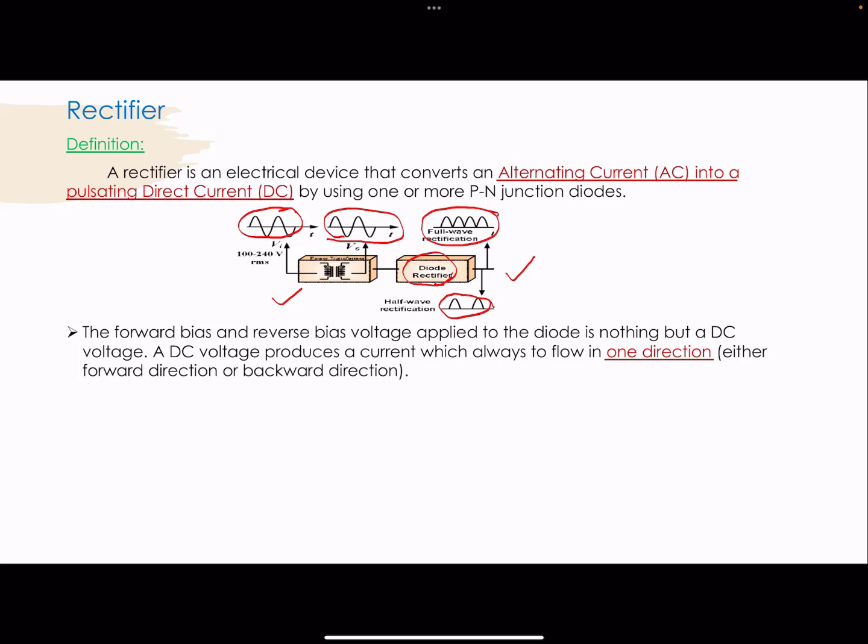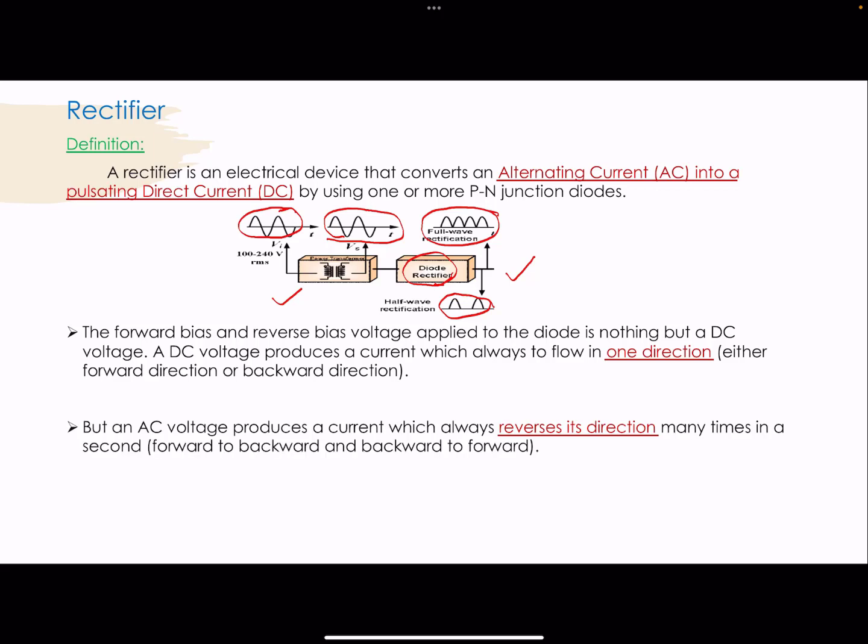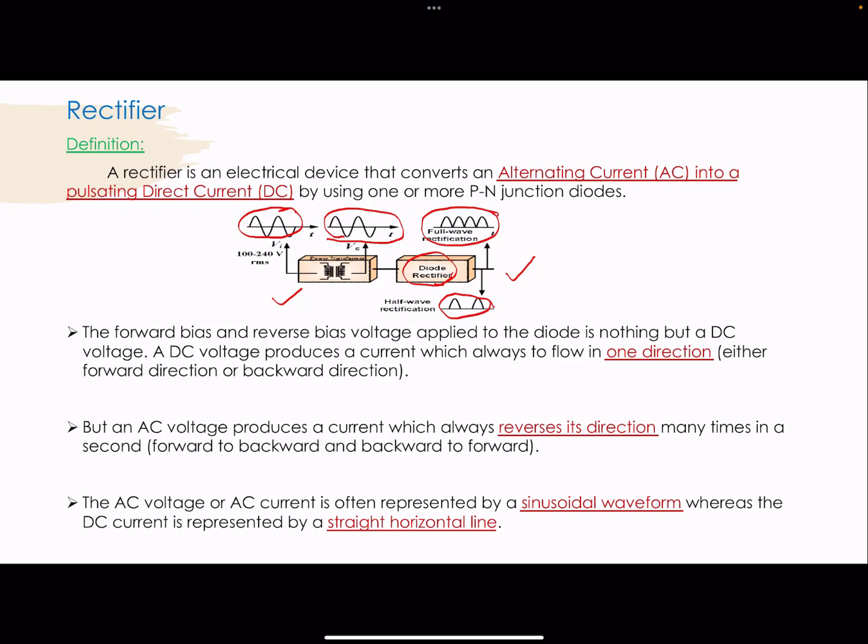The forward bias and the reverse bias voltage which is applied to the diode is nothing but a DC voltage, and a DC voltage produces a current which always flows in one direction, that is either in the forward direction or in the backward direction. But an AC voltage produces a current which reverses its direction many times in a second, that is from forward to backward direction or from backward to forward direction. Hence, the AC voltage or AC current is often represented by a sinusoidal waveform, whereas the DC current is represented by a straight horizontal line.